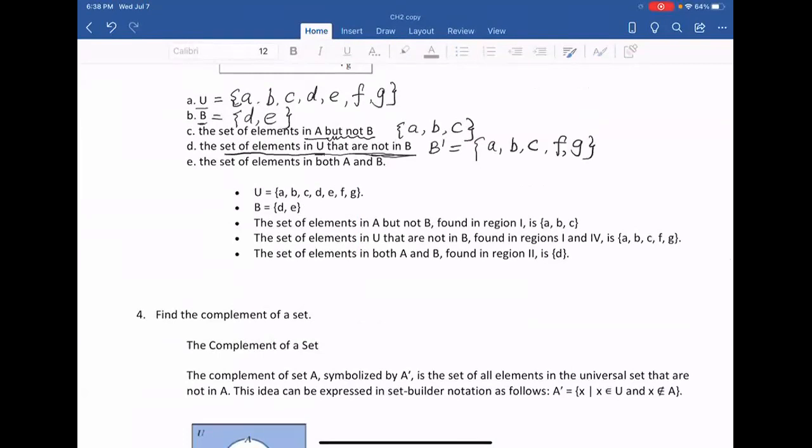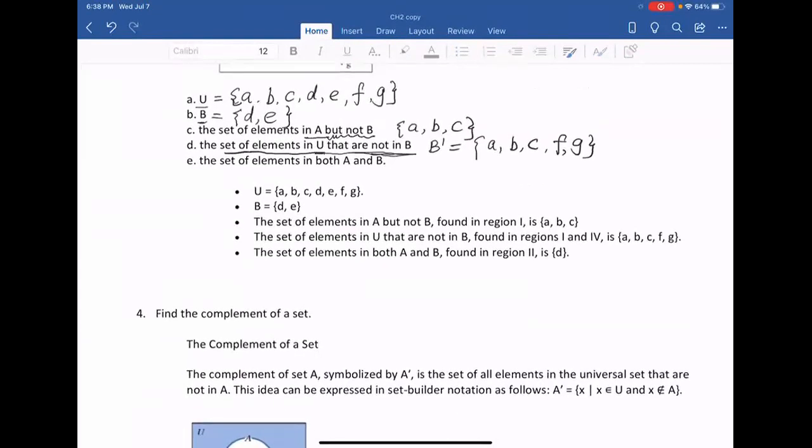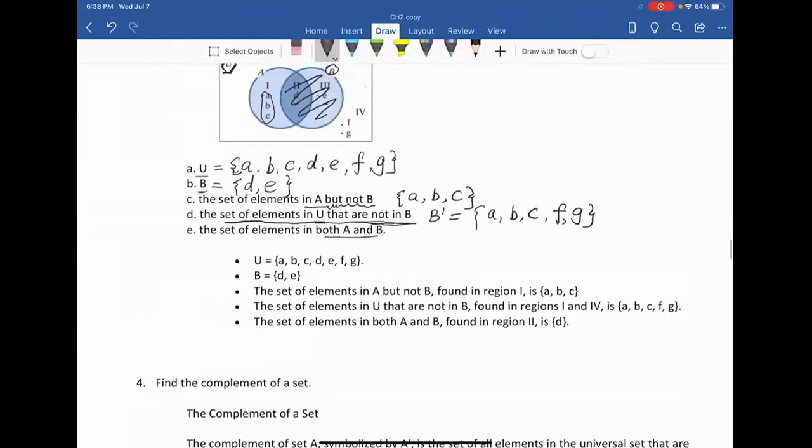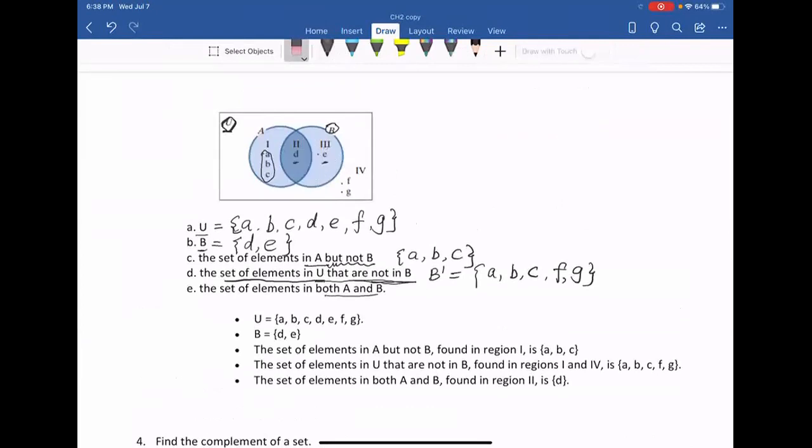Next one is the set of elements in both A and B. So in the Venn diagram, if the element is in both A and B, that means it should be in the overlap part. That's the intersection of A and B. We only have one element, which is D. And you can also use the region to express this.